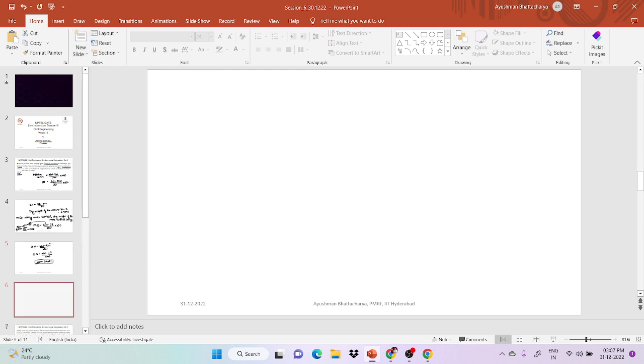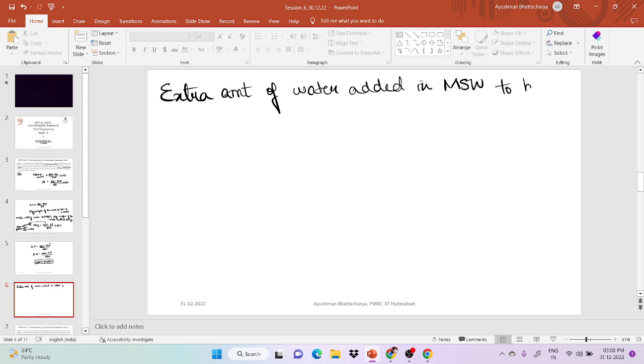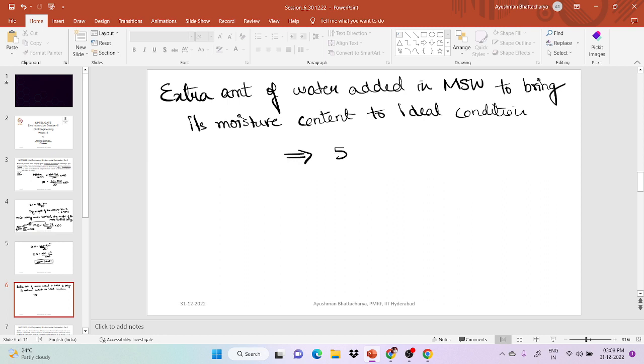So the extra amount of water added in the municipal solid waste to bring its moisture content to the ideal condition will be 54 minus 30, so we will get 24 metric ton. Anyone has any doubt?